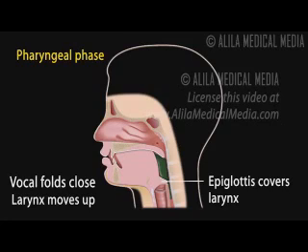This is the most important step since entry of food or drink into the lungs may potentially be life-threatening. The upper esophageal sphincter opens to allow passage to the esophagus.